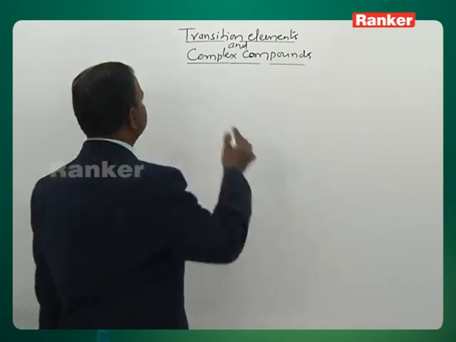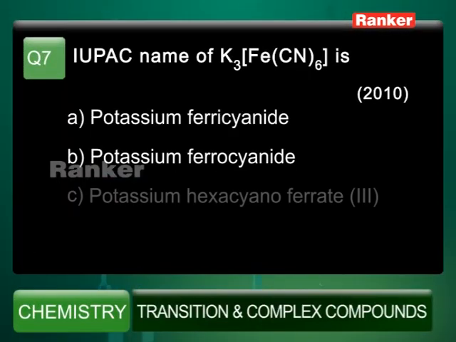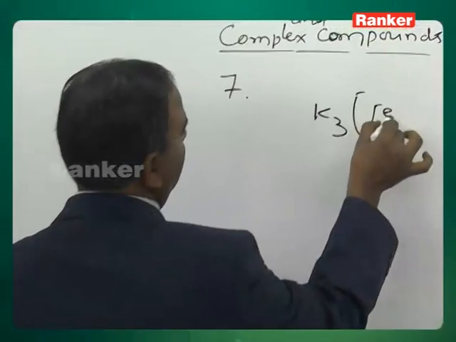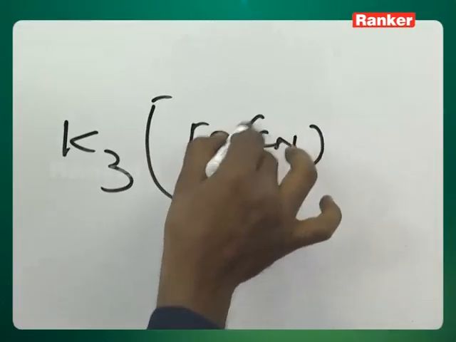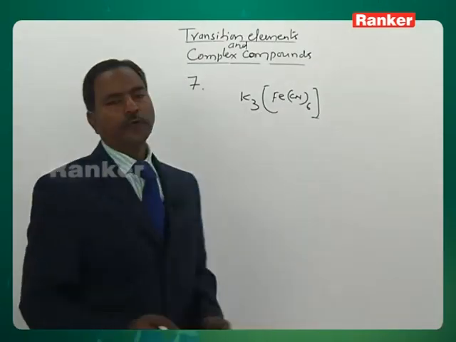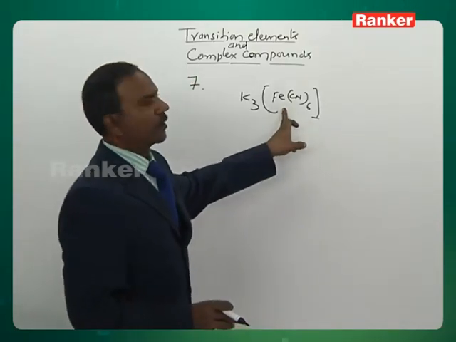Question number 7. IUPAC name of the complex K3[Fe(CN)6]. See, this repeatedly appears in the examinations. This is already covered once. The IUPAC name is, generally we call it potassium hexacyano, and the oxidation number of iron is what?